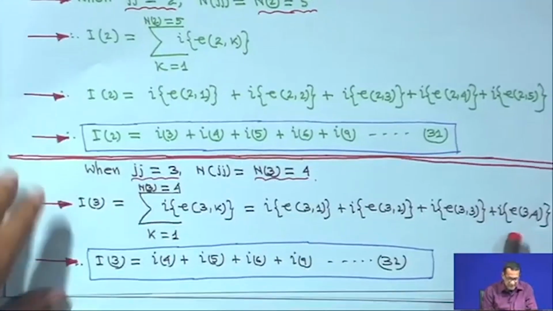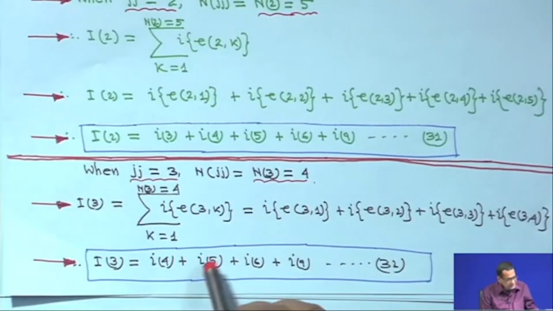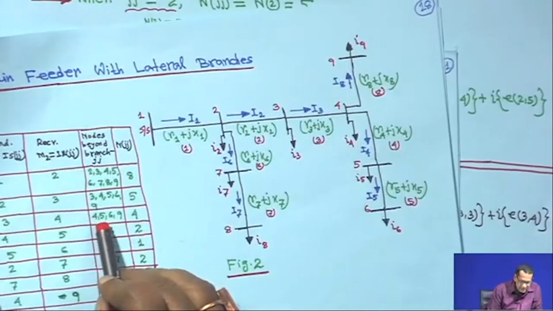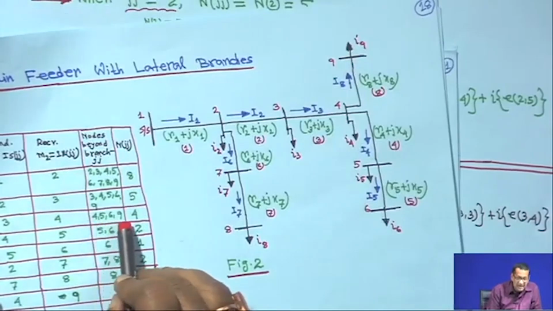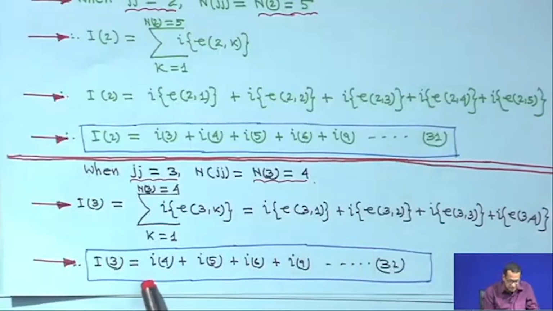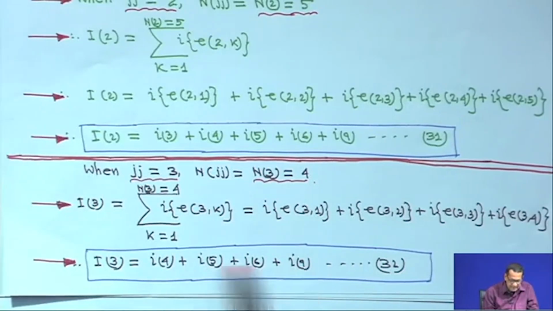So, that means I 3 1 is 4, I 3 2 is 5, I 3 3 is 6 and I 3 4 is 9. So, I 3 is equal to I 4 plus I 5 plus I 6 plus I 9, that is the current through branch 3.